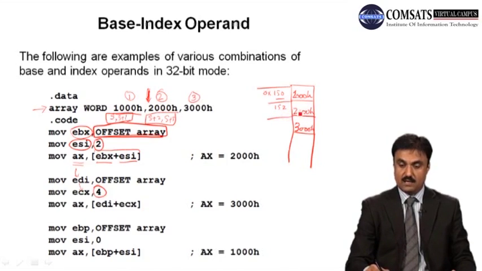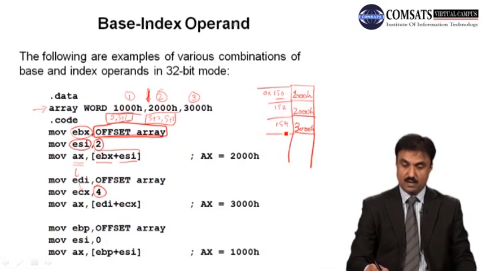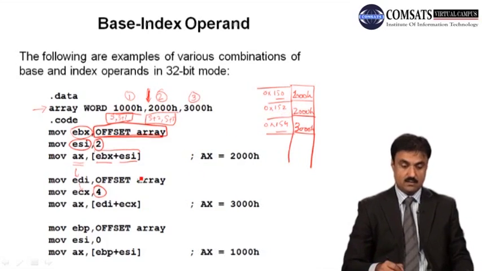So this element, the second element, starts from 152, and the third element starts from 154, and so on. Each of these elements occupies 2 bytes, and so on.